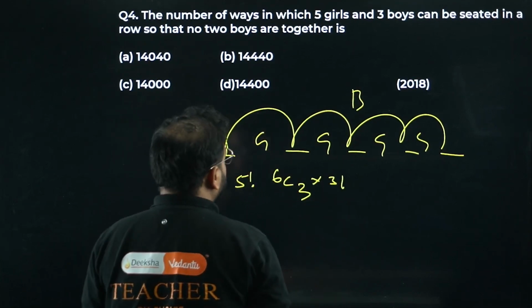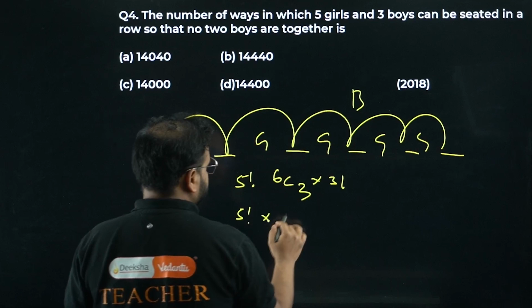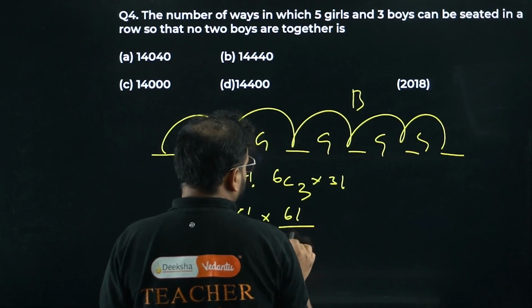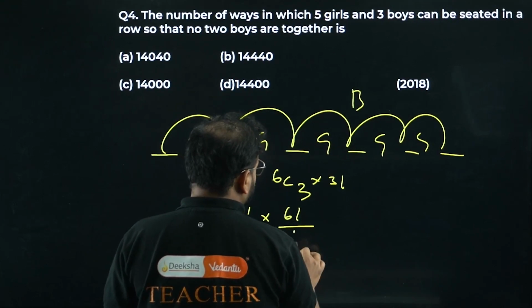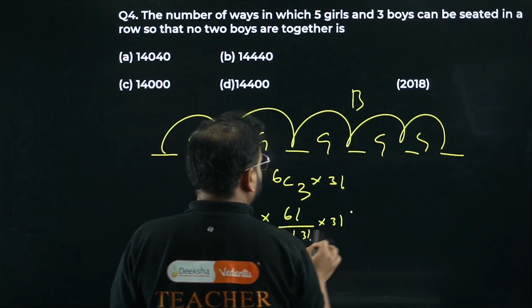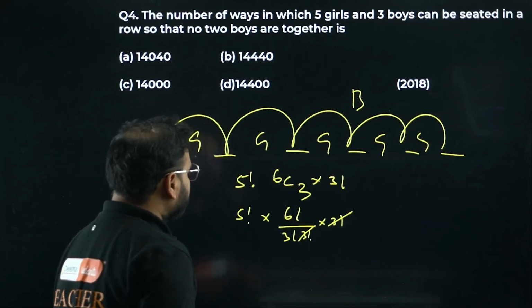Please check the value of this. So I'll have 5 factorial into 6 factorial upon (6 minus 3) factorial, that is 3 factorial, into 3 factorial. We get into 3 factorial. Cancel, cancel. What I have, please check.